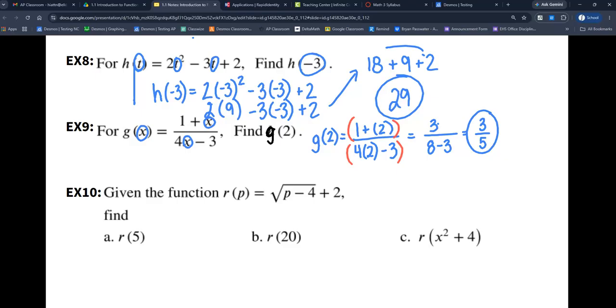Okay, 10's got a square root in it. So let's try one of those. I'm going to let you do one on your own. We've got R of 5. So that means we're plugging in 5 for the P. Right, so that's going to be square root 5 minus 4. Make sure your plus 2 is on the outside. It's not underneath the square root.